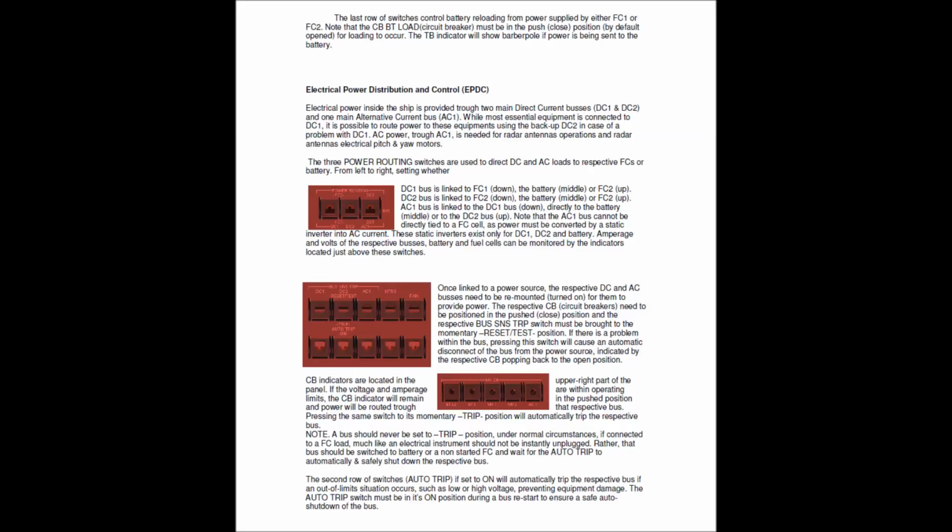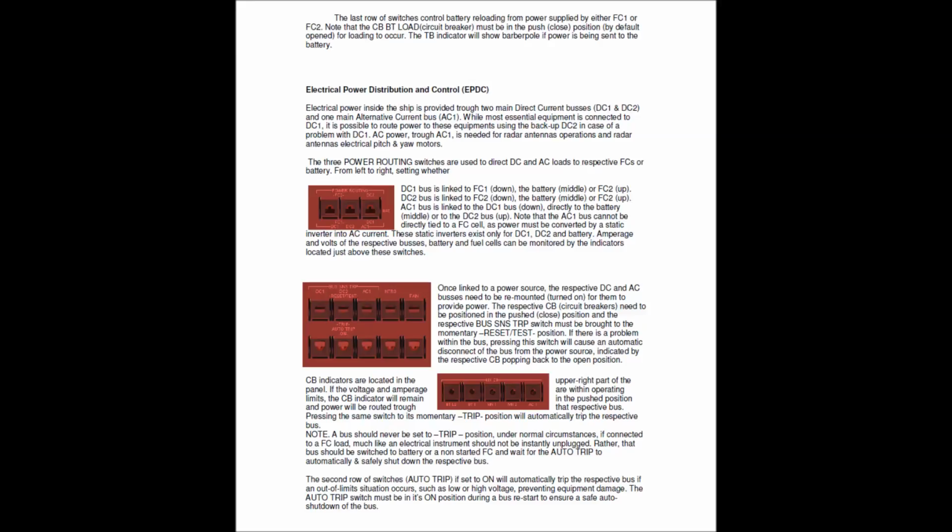Circuit breaker indicators are located in the upper right part of the panel. If the voltage and amperage are within operating limits, the circuit breaker indicator will remain in the pushed position and power will be routed through that respective bus. Pressing the same switch to its momentary trip position will automatically trip the respective bus.